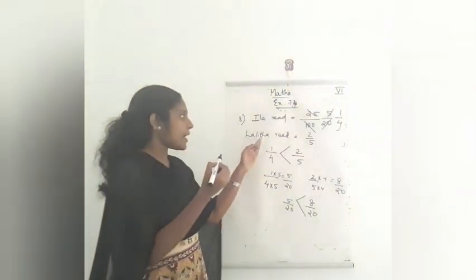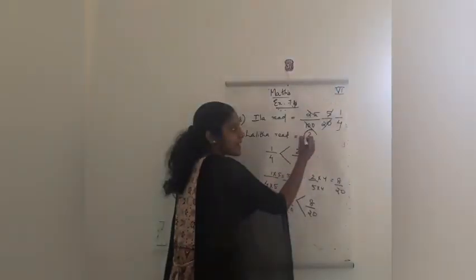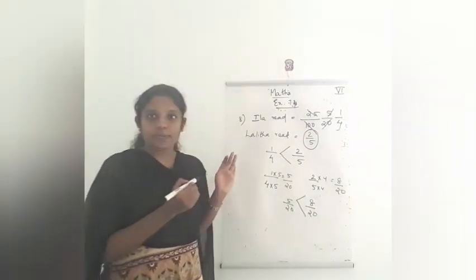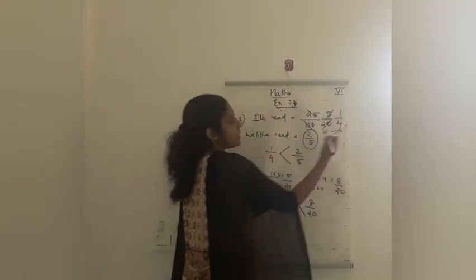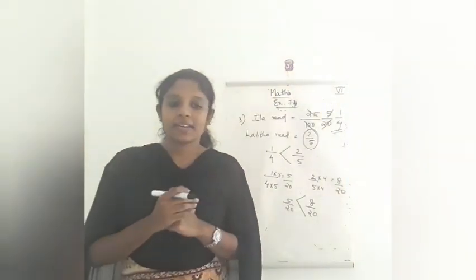Whose was 2 by 5? Lalitha's. So who has read more? Lalitha has read more. Who has read less? Here Ila has read less.